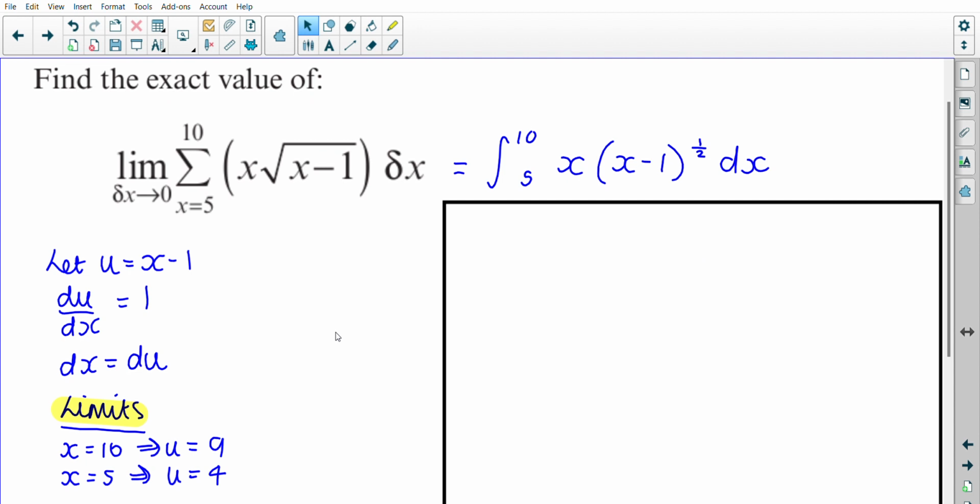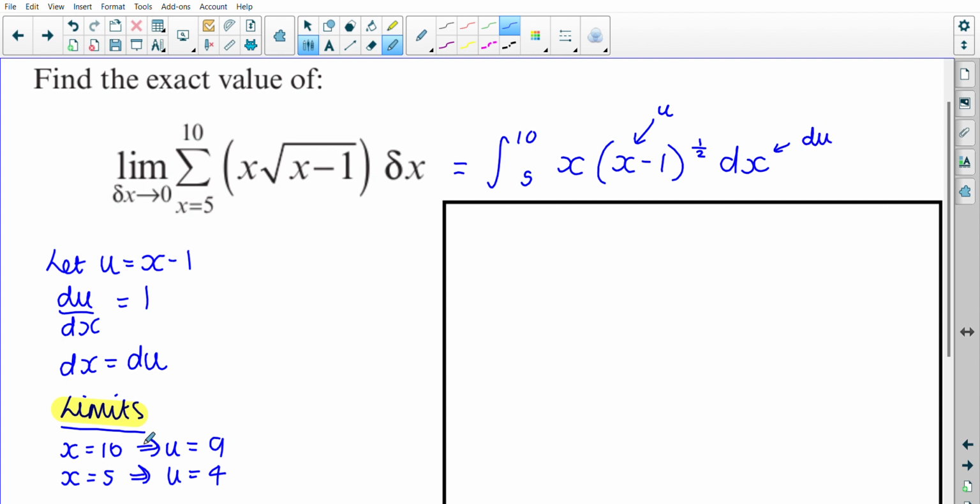So I let u equals x minus 1. Then I differentiate u to get du by dx, which in this case is 1. And I do that because I want to find a replacement for dx. So when I times both sides by dx, I find that dx is equal to du. So I'll be able to substitute in u into here and du there.